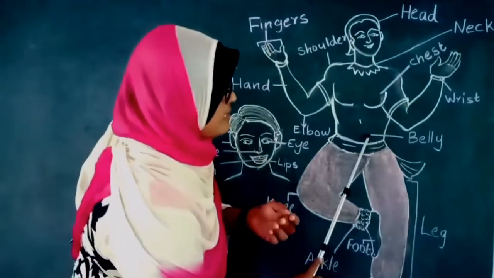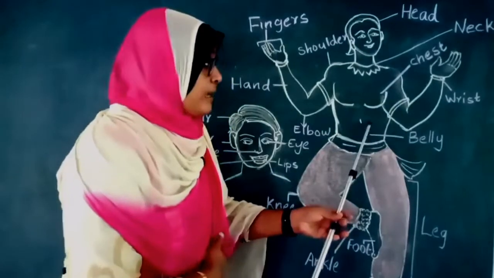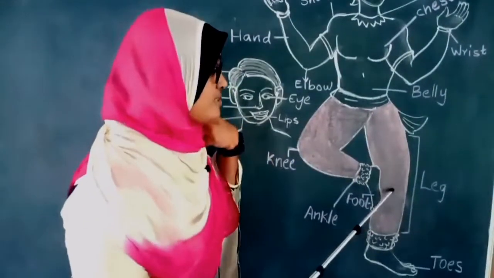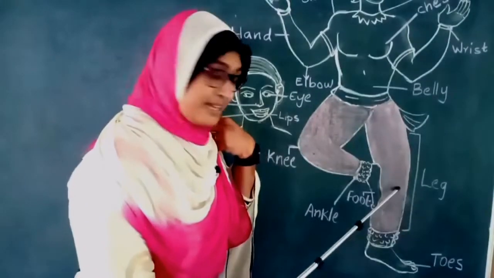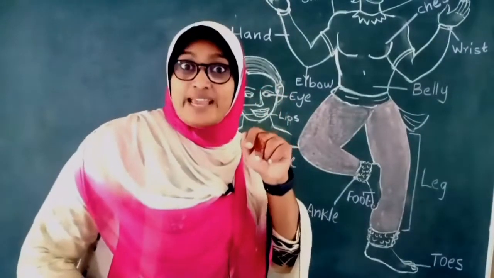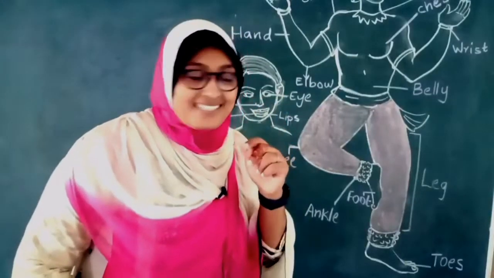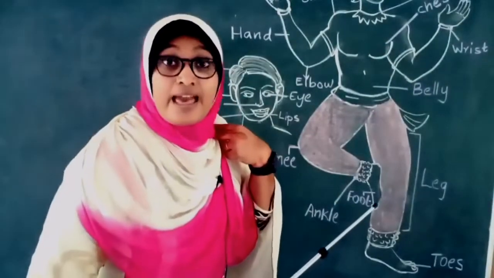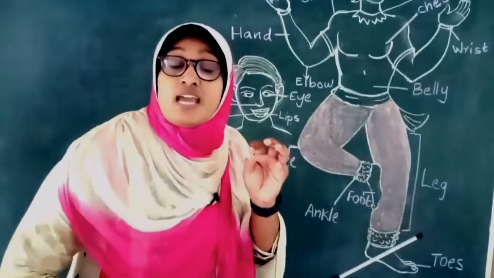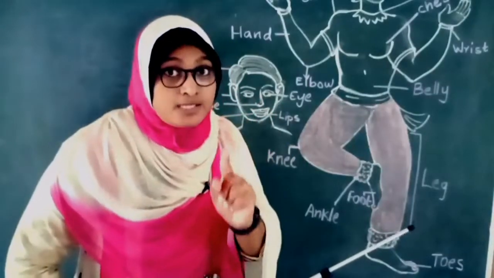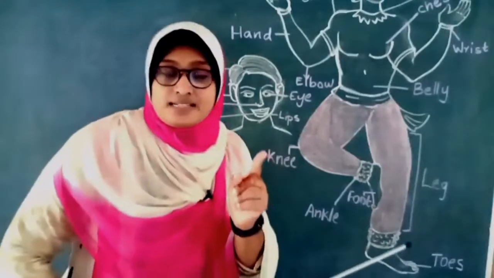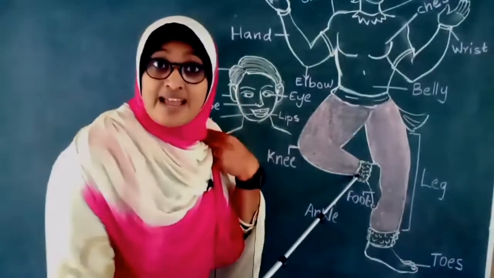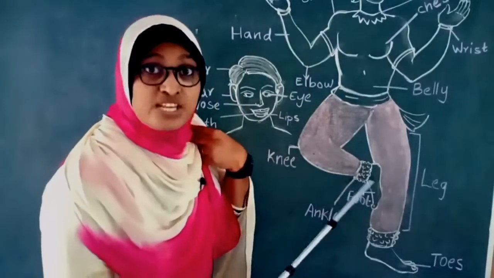Then, this is his belly. So, students, this is his leg. We have two legs. And here, this is his ankle. Ankle, the part where we tie our anklet. That is our ankle. So, this is his ankle.